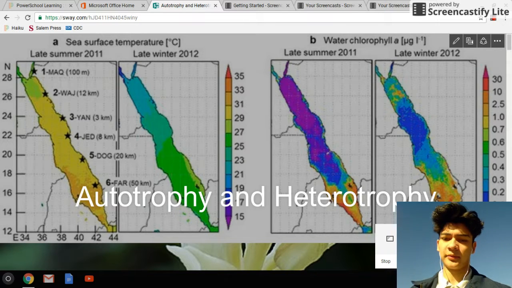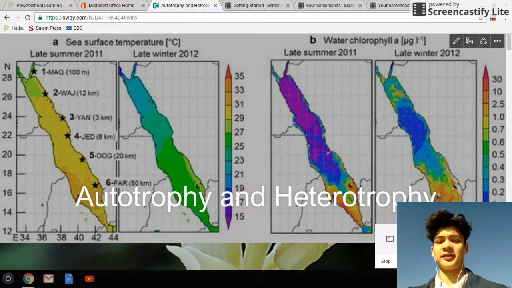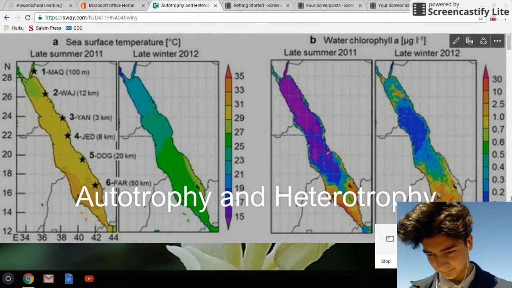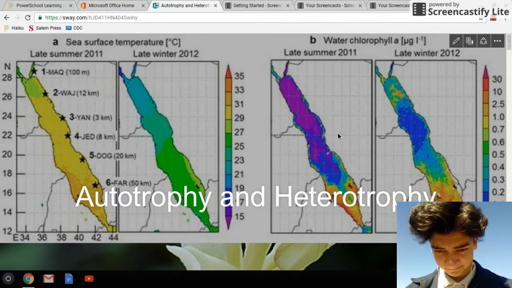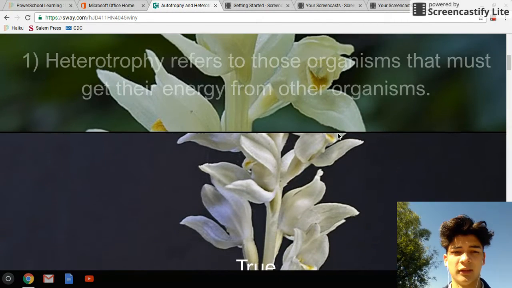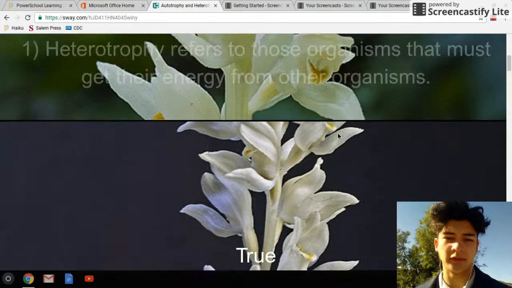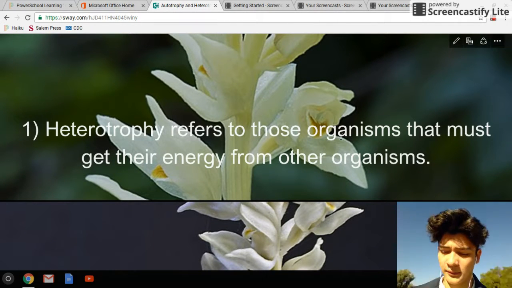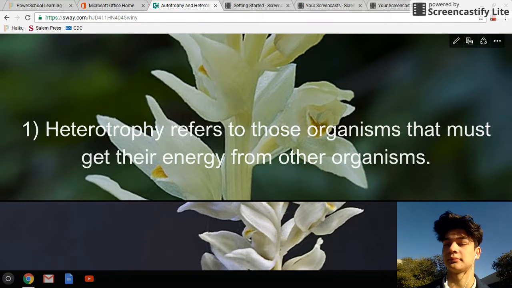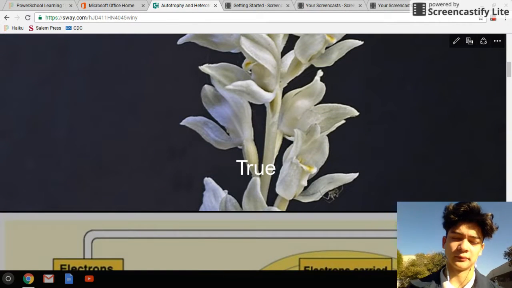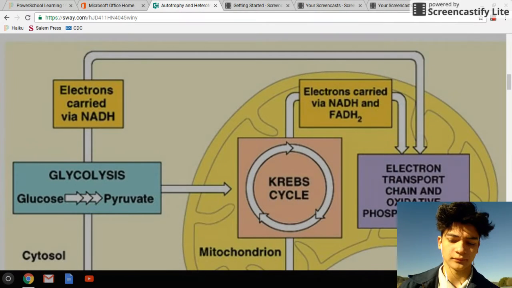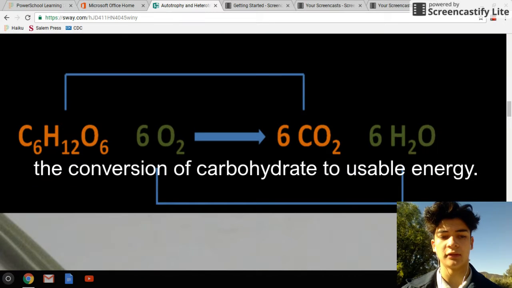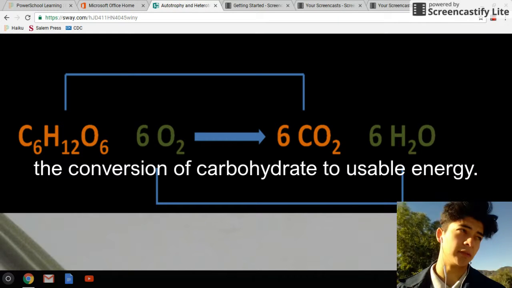Alright, so this is my presentation on autotrophy and heterotrophy. Number one, heterotrophy refers to those organisms that must get their energy from other organisms. True. Two, cellular respiration is the conversion of carbohydrate to usable energy.